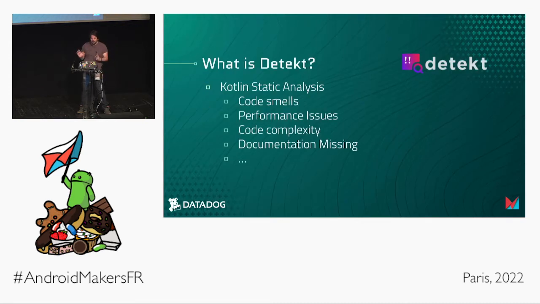Cool. So for those of you who don't know, Detekt is a Kotlin static analysis tool. Static analysis means that it's going to take a look at all your source code files. It's not going to run them. It's just going to look at the tree of the files, and it's going to try to find anything that looks fishy. It's going to look at code smells, performance issues, code complexity. It can tell you if there is documentation missing, and there's a lot of other things that it can do. So it can say, I'm going to just take a look at the source code, and I can already point at some things that seem wrong.